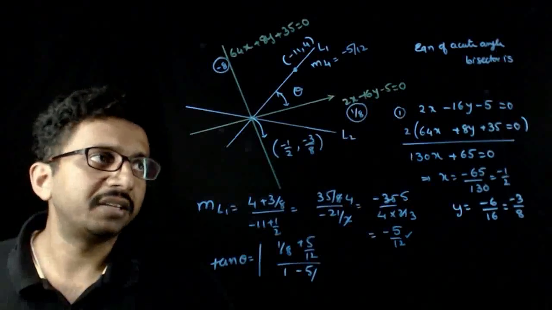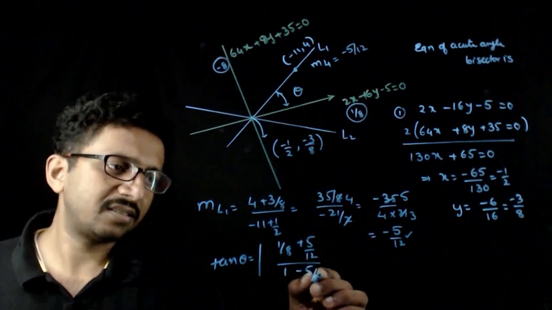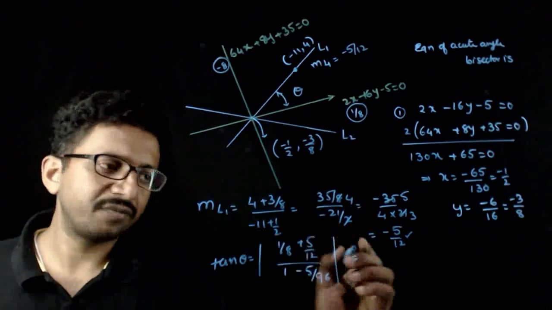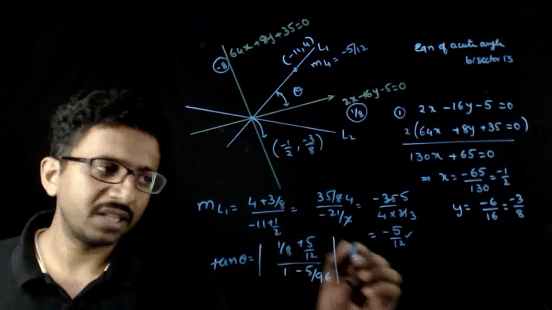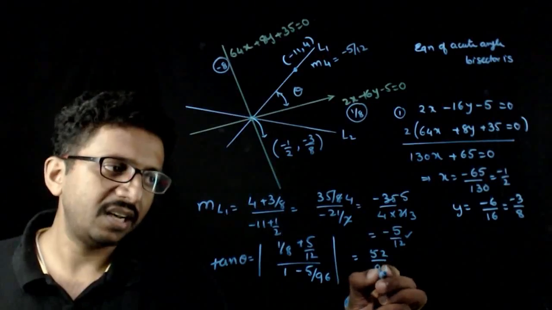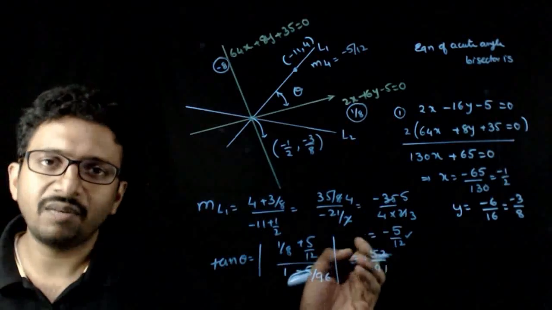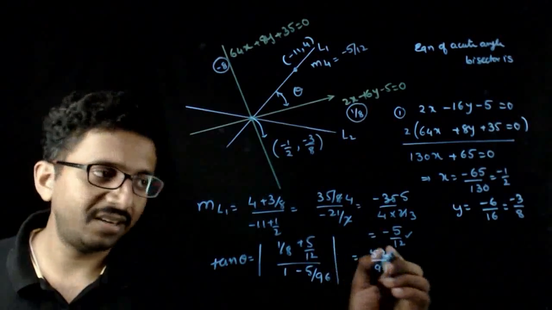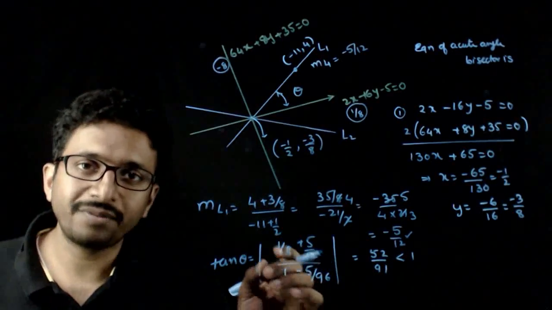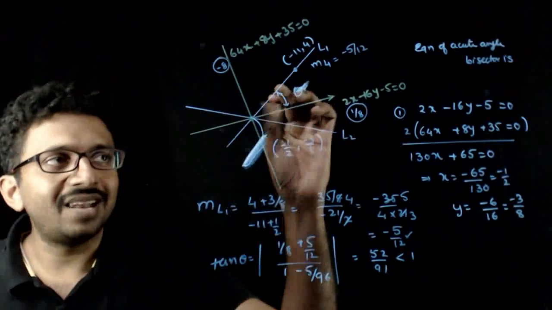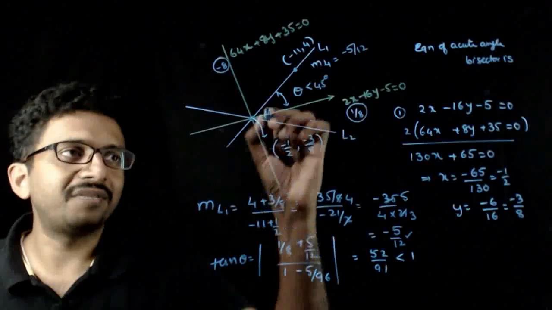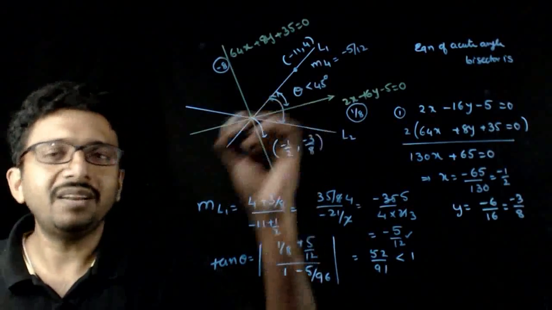12 into 8 is 96. That is equal to 12 plus 40, 52 by 96 minus 5, which is 91. So tan theta is equal to 52 by 91, and the mod of tan theta is less than 1. That means the magnitude of the acute angle between these two lines is less than 45 degrees. So if this angle is less than 45 degrees, this complete angle will be an acute angle.